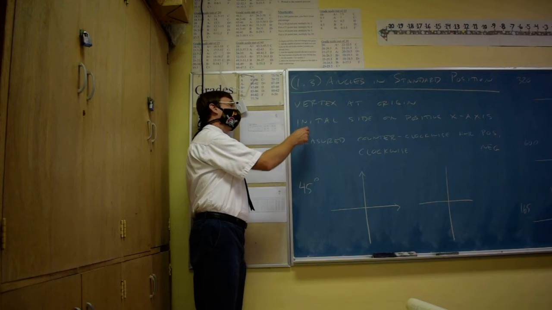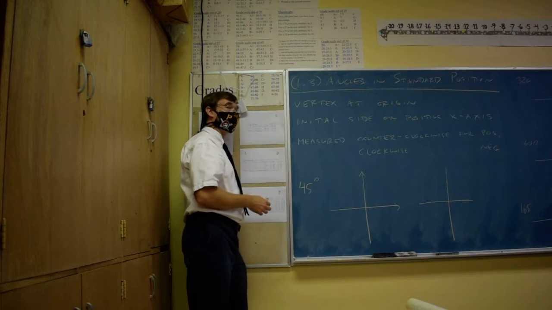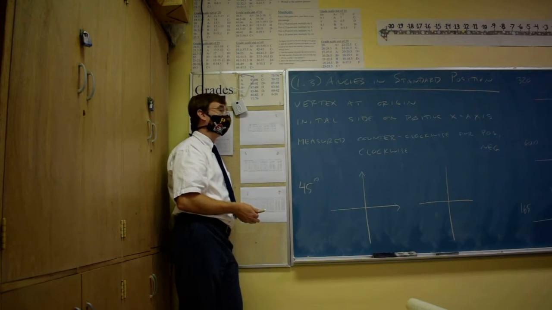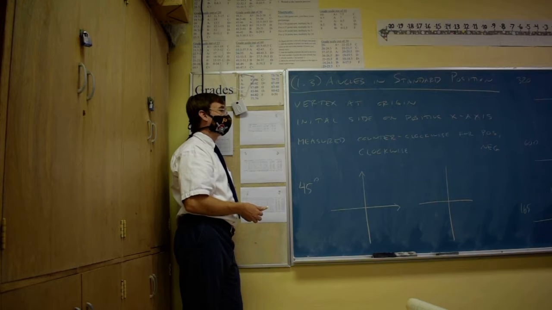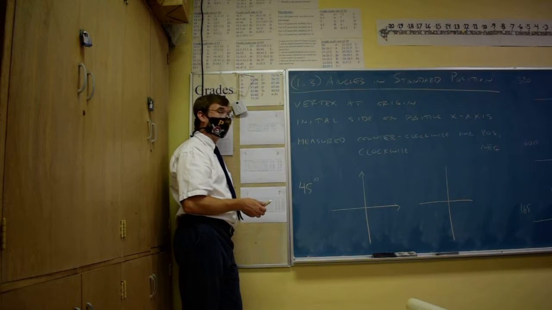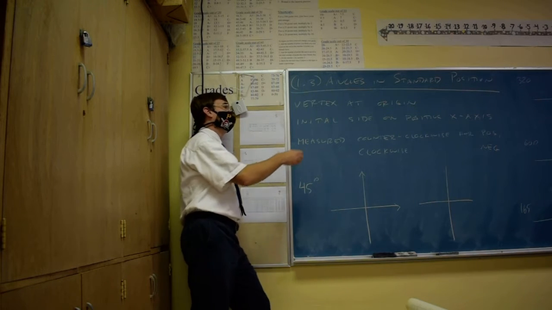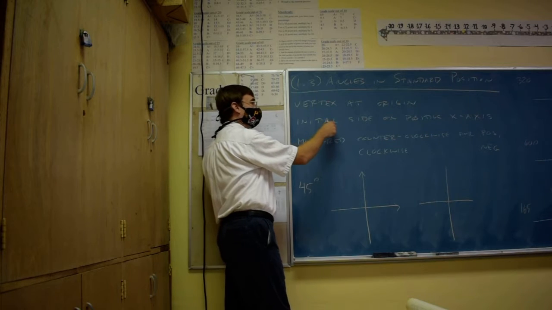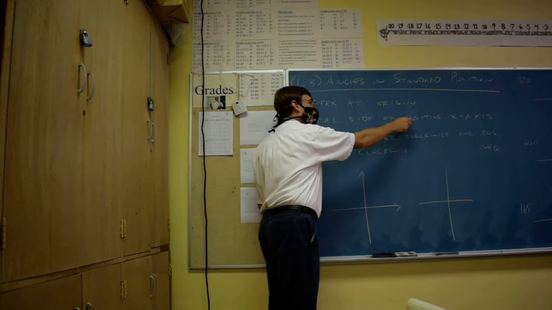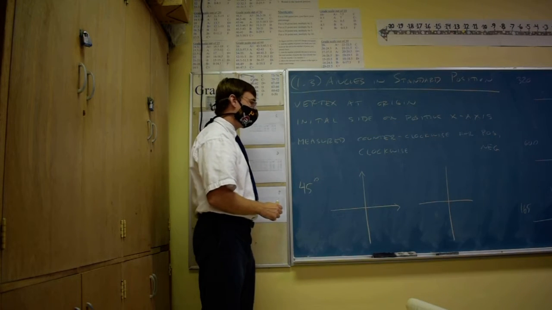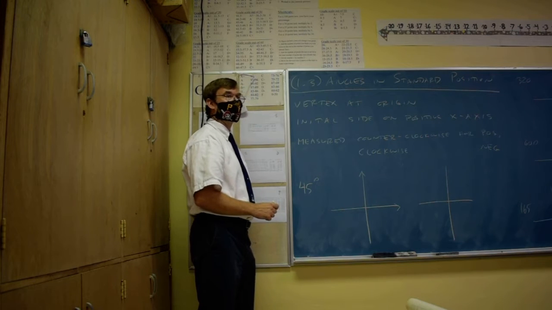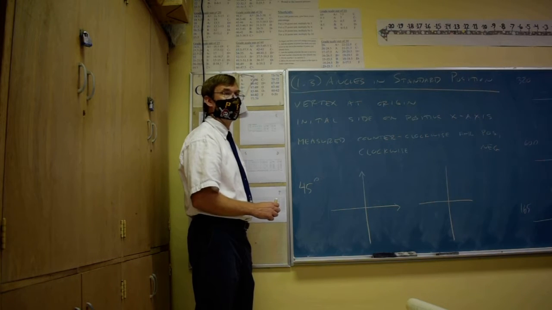Then they're going to have two sides. There's a thing called the initial side, which we'll draw first, hence the name initial. And then there's another side called the terminal side, which is the other side. We're always going to draw the initial side on the positive x-axis. What do I mean by positive x-axis? Where's that headed?